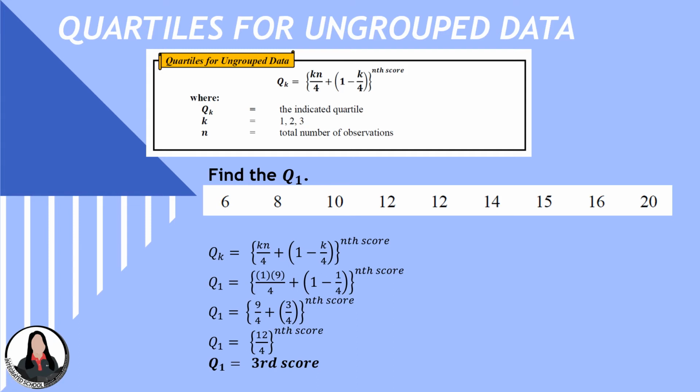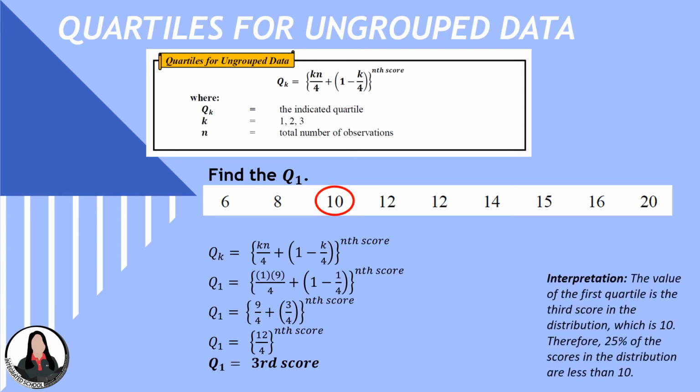Okay? So, makukuha nating value for our formula, yun ay yung nth score pa siya ng distribution. So, hahanapin pa natin alin ba yung pangatlong score sa distribution. So, sa ating set of data, the third score is 10. So, for our interpretation, the value of the first quartile is the third score of the distribution, which is 10. So, therefore, 25% of the scores in the distribution are less than 10.